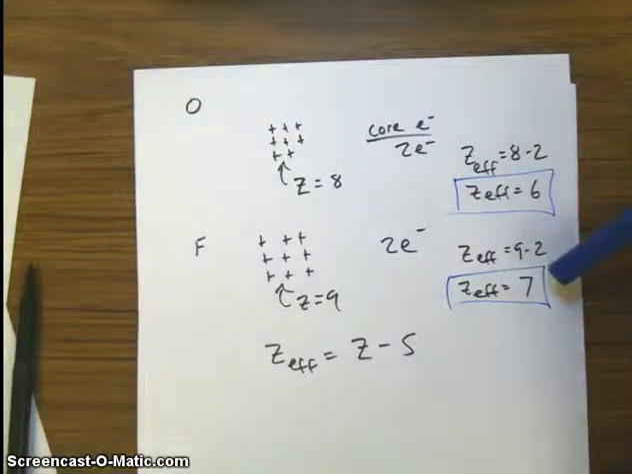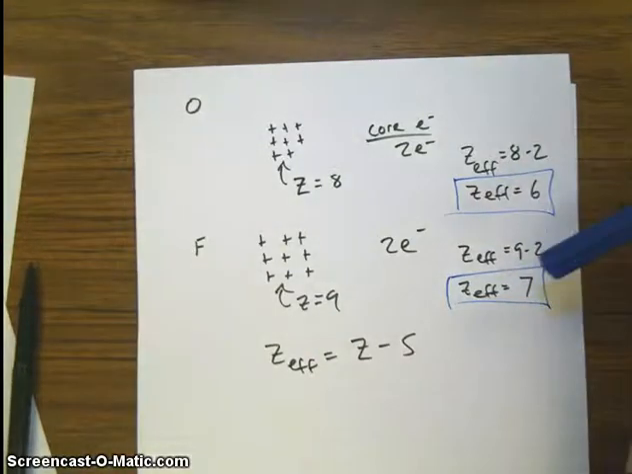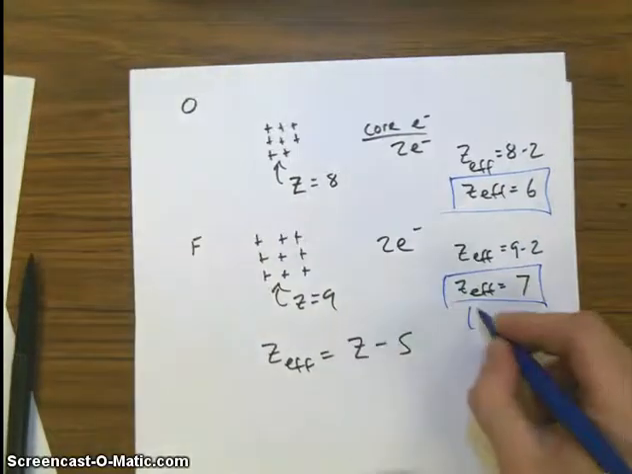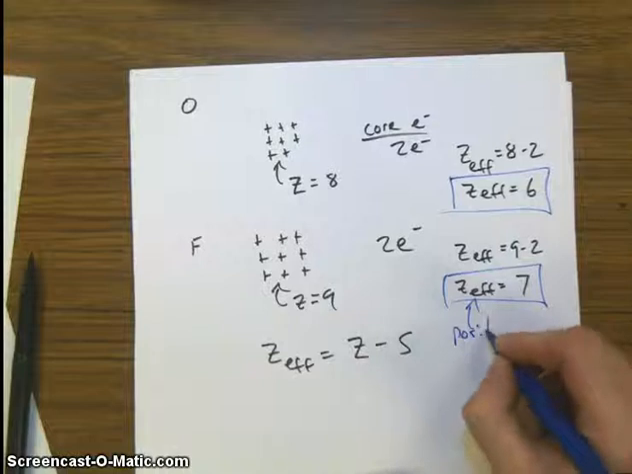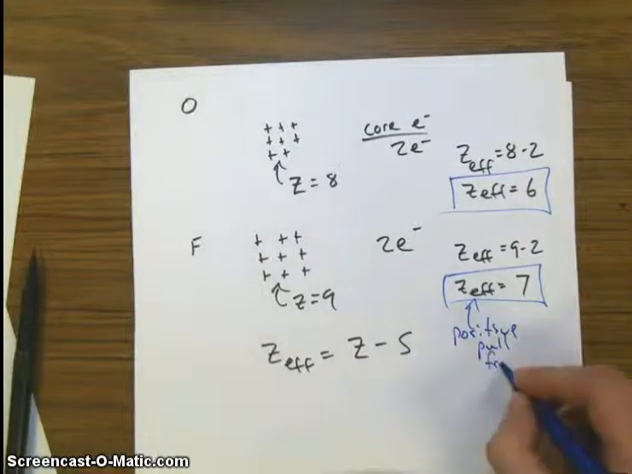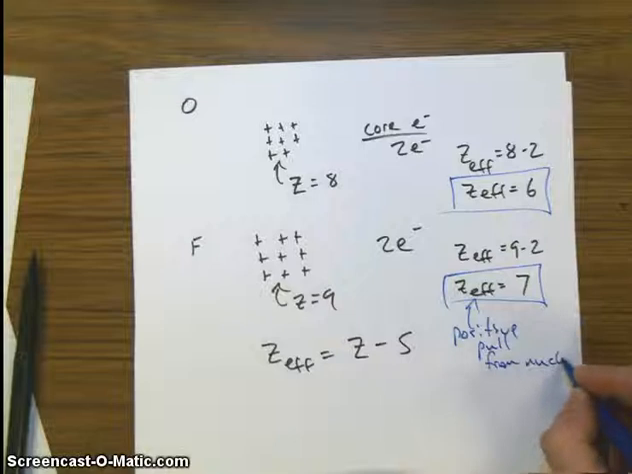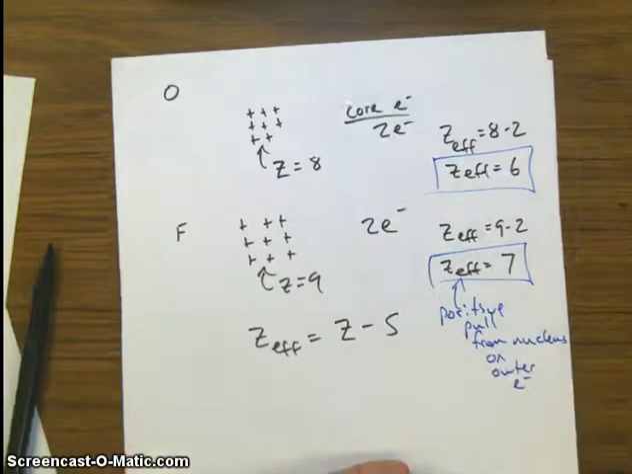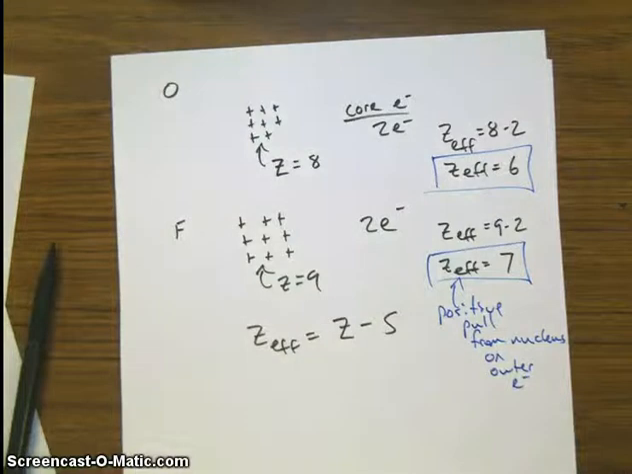So the ionization energy for fluorine is higher than oxygen because fluorine is a smaller atom, and that's because it has a larger effective nuclear charge. This is basically the positive pull from the nucleus on outer electrons. And don't forget, it's the outer electrons that are removed first when you're dealing with ionization energy. So that's the answer. I believe I've answered every component.